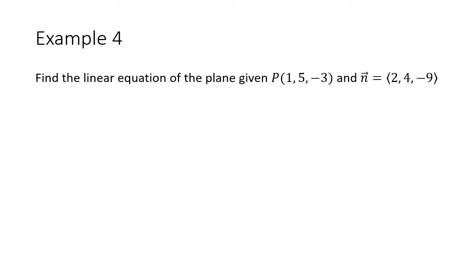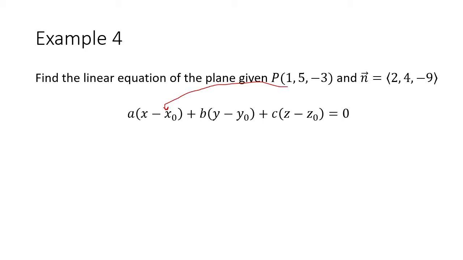So let's do an example. I want to find the linear equation of the plane given my point on the plane, 1, 5, negative 3, and a normal vector of 2, 4, negative 9. Well, there's my equation for the plane that I'm going to use, and it's just a matter of plugging in all the values into the right spots. So pause the video, do this on your own, and then check to make sure we get the same answers. Essentially, I'm plugging in 1 for x0, 5 for y0, negative 3 for z0, and then plugging in my a, b, and c as 2, 4, negative 9.